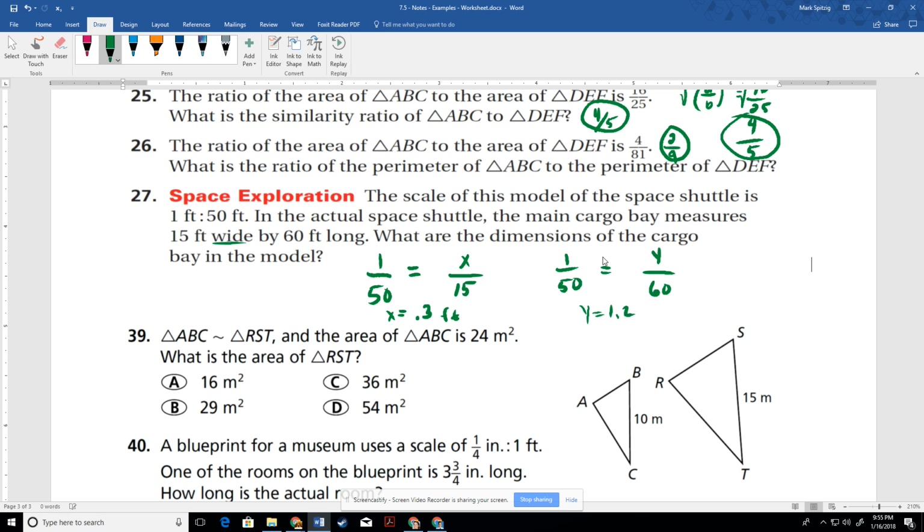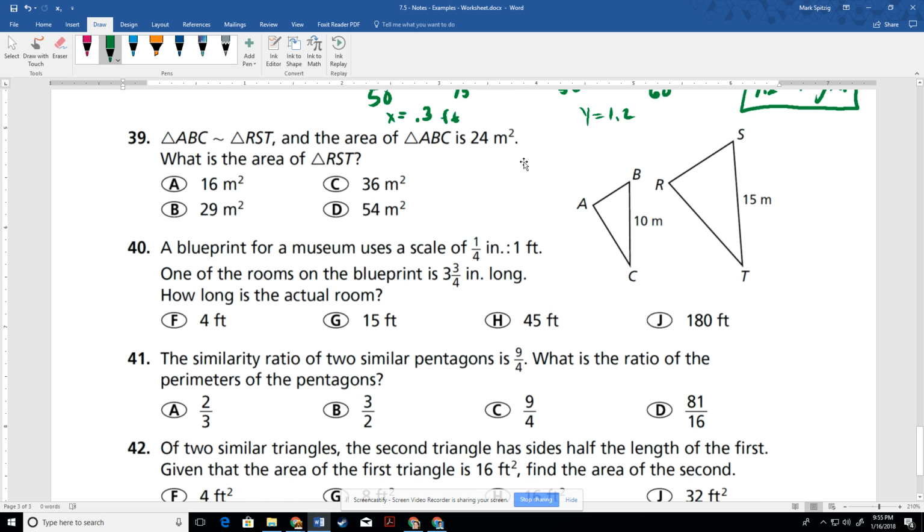So the dimensions in the model will be 0.3 feet wide. So that'll be the width. And then the length is 1.2 length. And those are feet. You could convert those into inches if you wanted to. It said everything was in feet, so I think that's probably okay. So that would be our answer there.